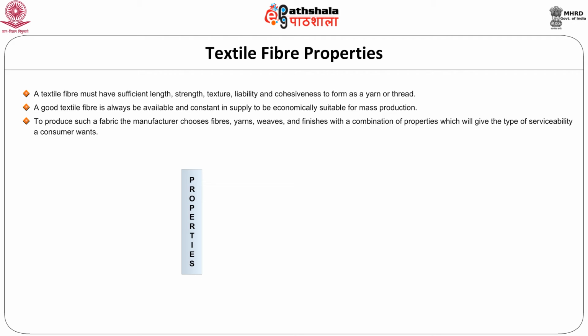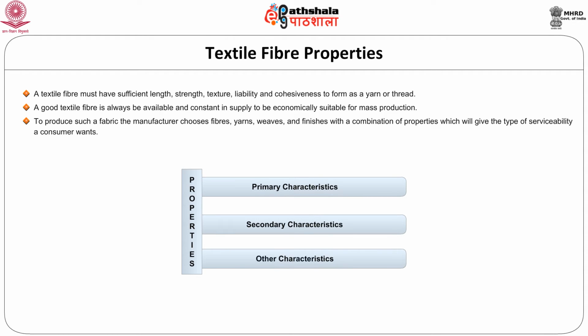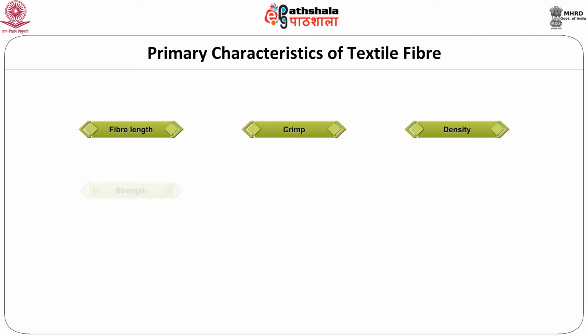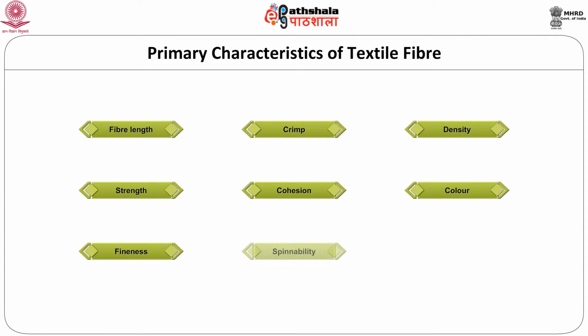The textile fiber properties are divided into three categories as primary, secondary, and other characteristics. Primary are basic characteristics of textile fiber. The primary properties of textile fiber are fiber length, strength, fineness, crimp, cohesiveness, spinnability, density, color, and luster.